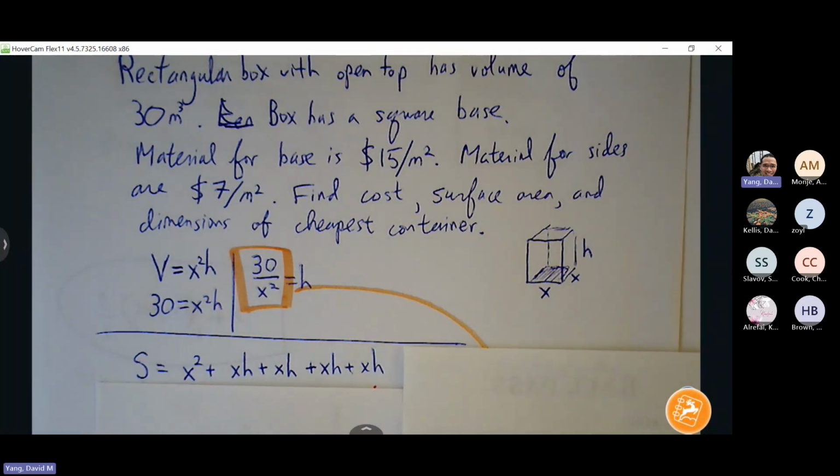Okay, so now we got to build our surface area, right? So remember your surface area is area of each of the surfaces. How many surfaces are we going to have to pay for here? 5 sides, right? You got the base and the 4 sides. It's open top, so there's no material covering the top. We don't have to find a cost for that top.